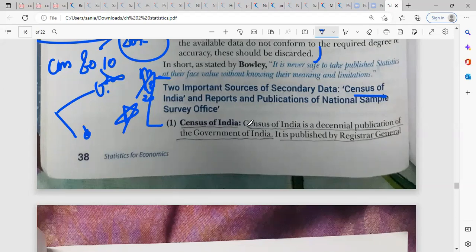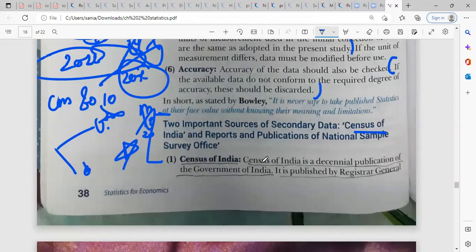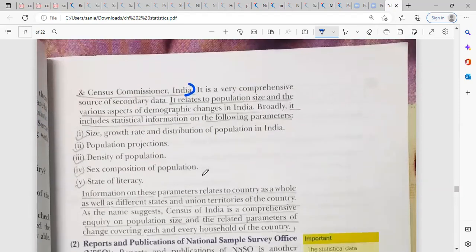Okay, so ma'am, what is Census of India? Census of India is a decennial publication of the Government of India. It is published by the Registrar General and Census Commissioner, India. It is a very comprehensive source of secondary data. It relays the population size and various aspects of demographic changes in India. Broadly, it includes statistical information on the following parameters. So Census of India is basically related to the population. First of all, you will write that Census of India is a decennial publication of the Government of India, published by the Registrar General. You can even get a one-mark question on who publishes the Census of India. Clear?